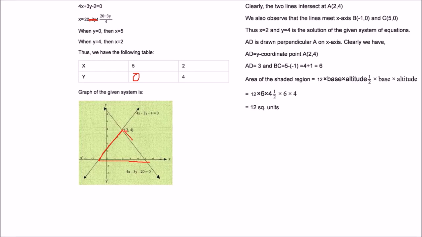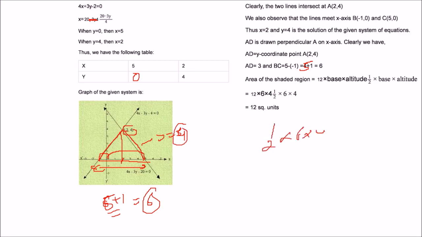This is the base from here to here. How much is this? From this point to this point it is 5, and from this point to this point it is 1. So 5 plus 1 is 6. So 6 is the base. Now what is the height? See, (2, 4) means x is 2, y is 4. So the height is 4. We have base 6, height 4. So half into base into altitude, you get 12 square units.